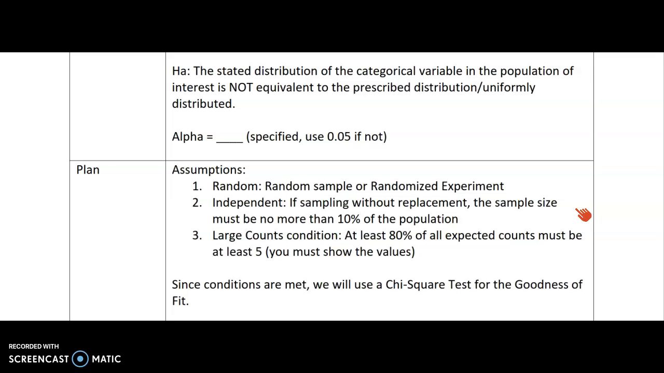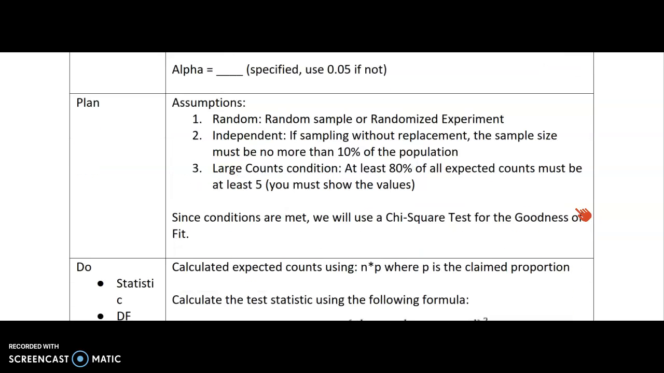And then lastly, we're going to be checking the large counts, but instead of using 10, we're going to use a number of 5. Again, because we're not looking at just one parameter or the difference between the parameters, I'm looking at the overall distribution. So we're going to lower that number from 10 to 5. Now, if these conditions are met, we will use a chi-square test for the goodness of fit.